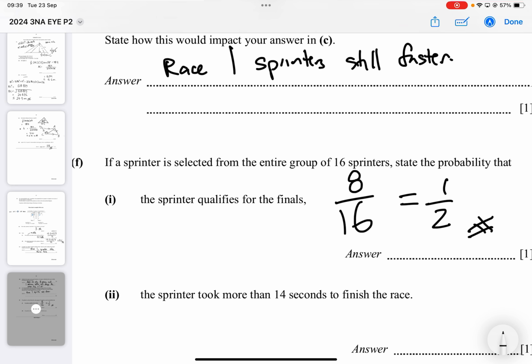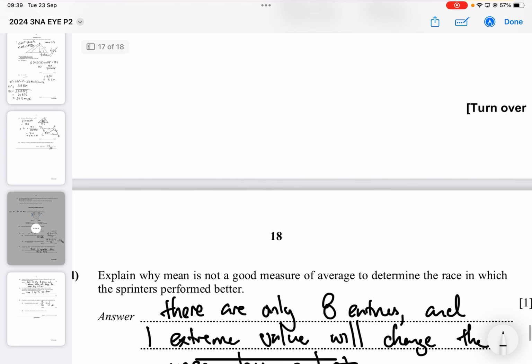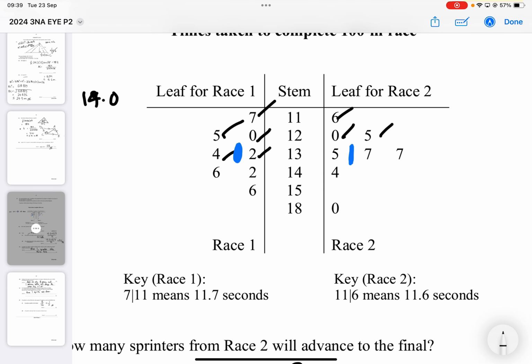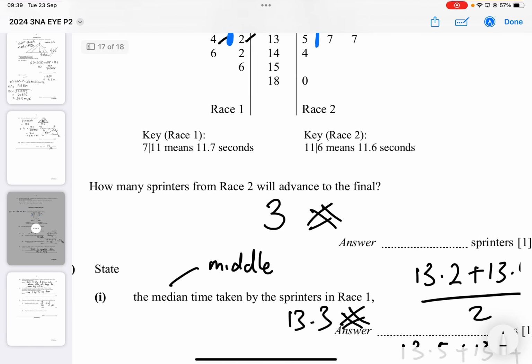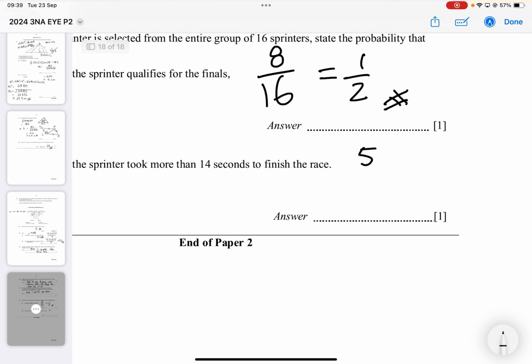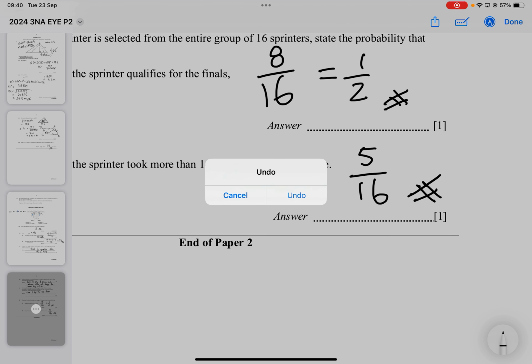The sprinter took more than 14 seconds. So 14.0 cannot, it must be more than 14.0. So in our case, how many are more than 14? Out of all the 16, 14.2 is more, 14.4 is more. So 1, 2, 3, 4, 5. There are 5 sprinters that took more than 14. Okay? So the probability is 5. Altogether got 16, so 5 out of 16. Can?